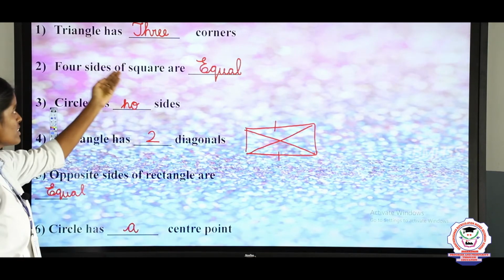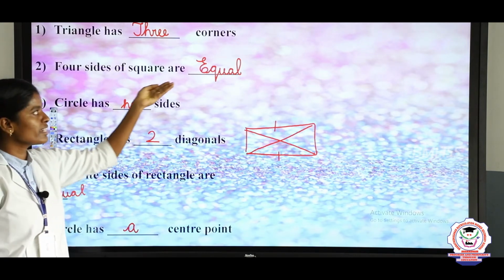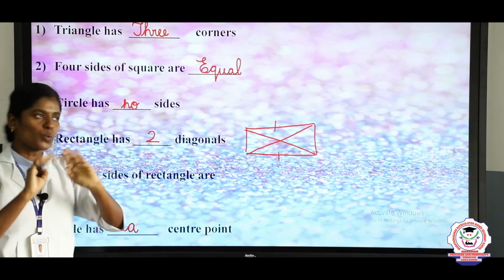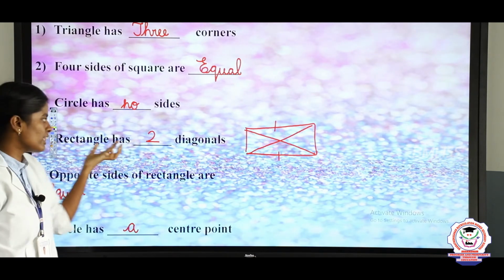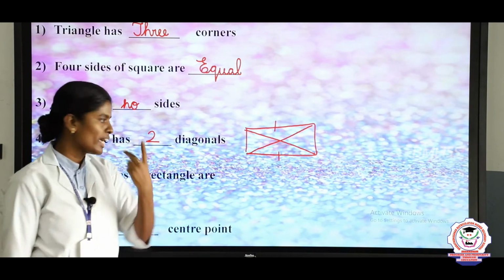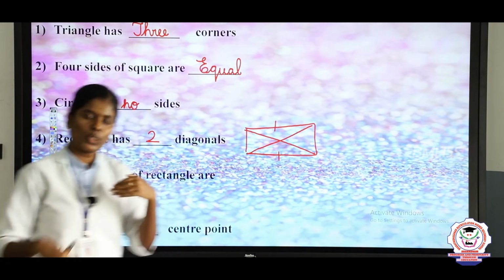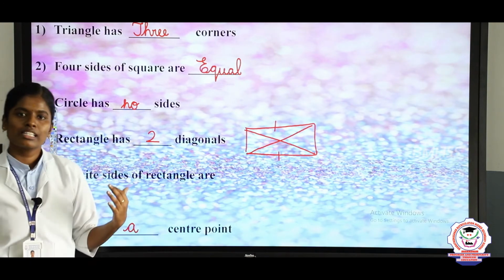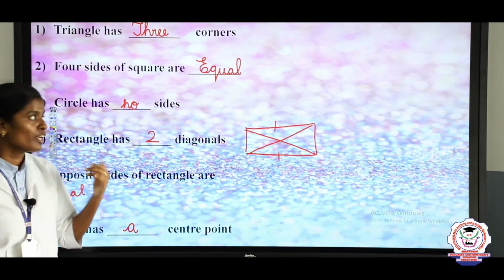So the first one is a triangle has 3 corners. The second one is the 4 sides of a square are equal. The third one is a circle has no sides. The fourth one is a triangle has how many diagonals? 2 diagonals. The fifth one is opposite sides of a rectangle are equal. The final one is a circle has a center point.